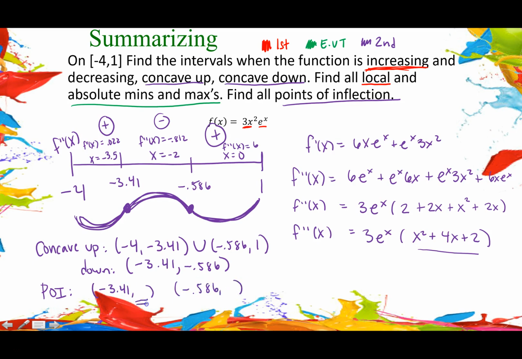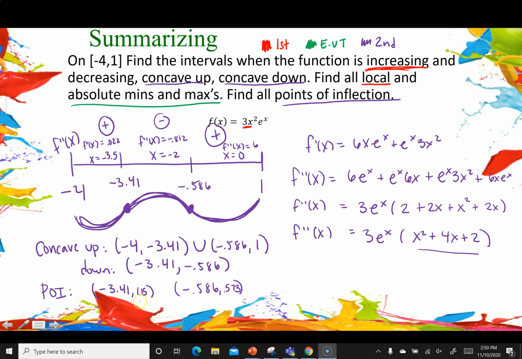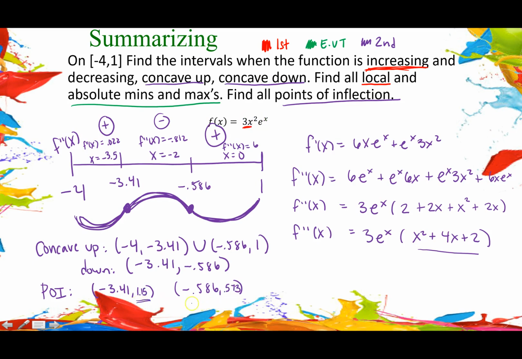Now, how do I get my second coordinate? Well, this is a coordinate, so we're always going to plug that into the original function right there, where we're going to plug in for x and x. So let's do that. Okay, plugging in, I got a 1.15 when I plugged in this x value into the original, and then I got a 0.573 when I plugged in that value into the original. So we are now done with the second derivative test. That gives us our concavity, intervals, and our points of inflection.